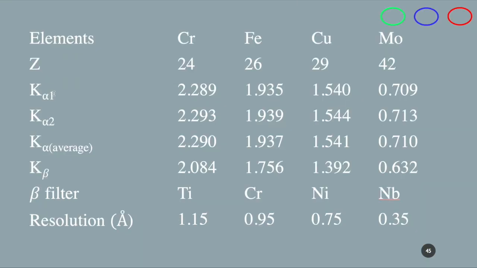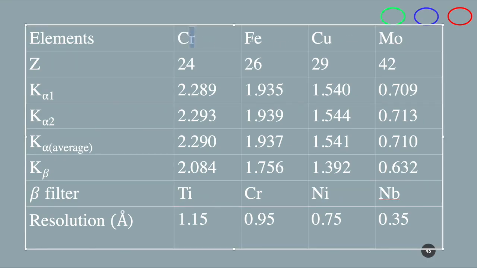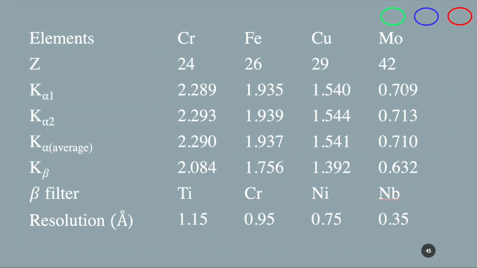For molybdenum it is 0.07. In fact, depending on the type of X-ray source, we have chromium, iron, copper, molybdenum, and we can have different K alpha values. For chromium it's 2.2, for iron it's 1.9, for copper 1.54, and molybdenum 0.7. We can also have different K alpha 1 values and K alpha 2 values for different X-ray sources.